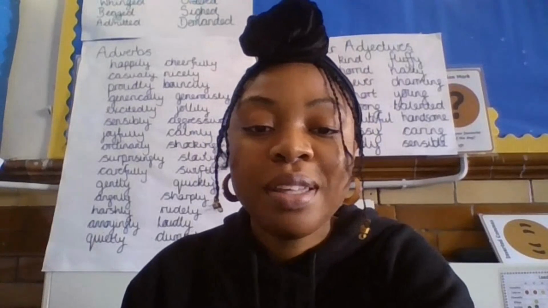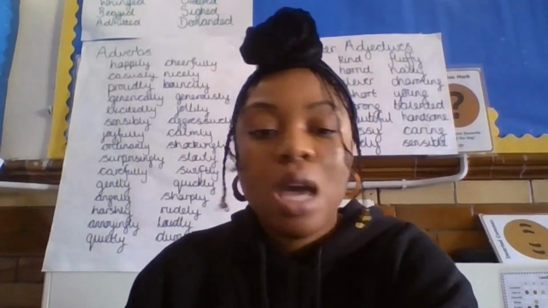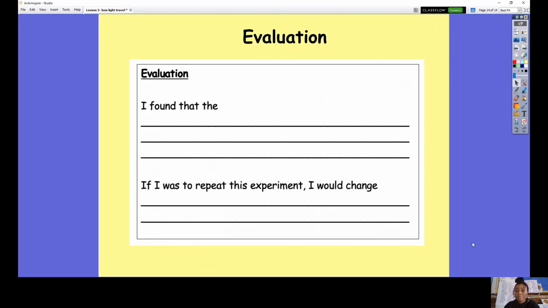Okay, hopefully you've all had time to do the experiment at home. You can take your time when you're doing it. I'm just showing you very quickly because we are running out of time. But moving on, once you've completed your experiment, you just need to do an evaluation. You need to say, I found that the blank was translucent, the blank was opaque, and the blank was transparent.